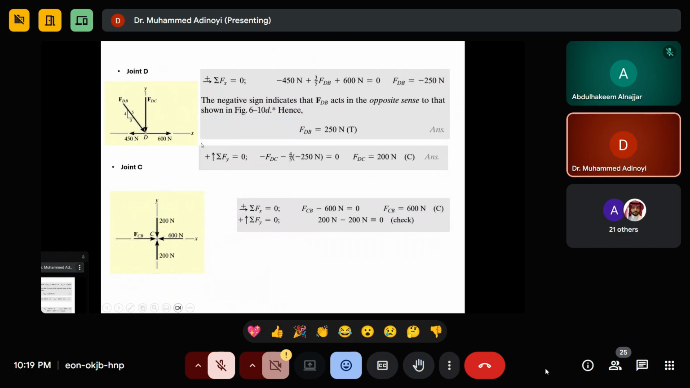To be minus. So FDB is actually tension. We assumed it to be compression while we are solving this joint. But if the answer becomes negative, it means that the direction we chose should have been the opposite. So it means that FDB is tension.